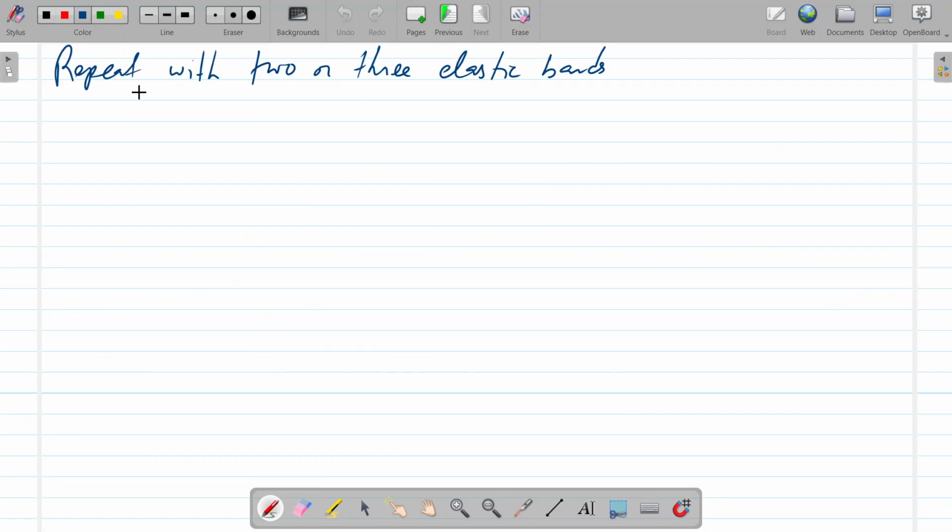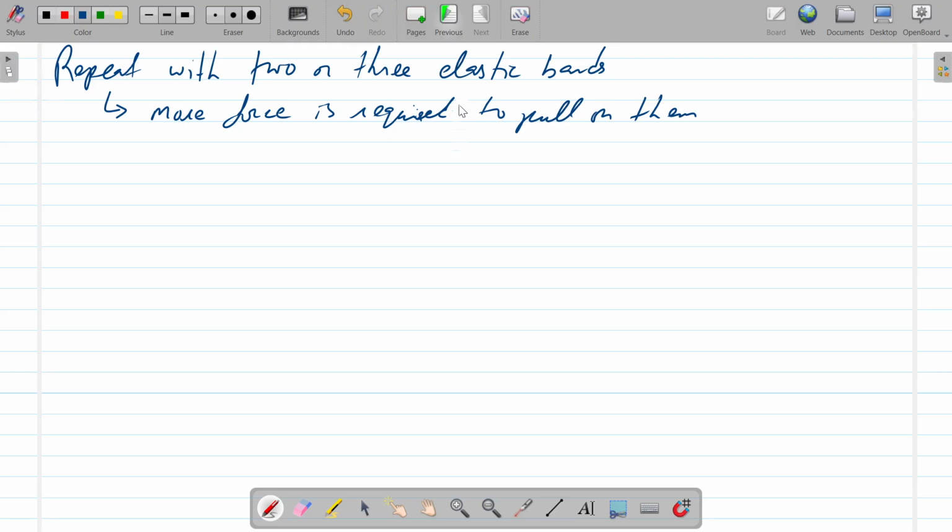Now, once you've done that with one elastic band, you're going to repeat it with 2 or 3 elastic bands. And if you've ever played with elastic bands, you know, the more elastic bands there are, the more force is required to pull on them. So more force is required to pull on them. And so you do everything exactly the same. The only difference is that the number of elastic bands is more.